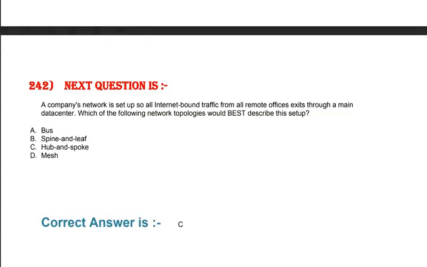Question is, a company's network is set up so all internet-bound traffic from all remote offices exits through a main data center. Which of the following network topologies would best describe this setup? Option A. Bus. Option B. Spine and leaf. Option C. Hub and spoke. Option D. Mesh. Correct answer is option C.